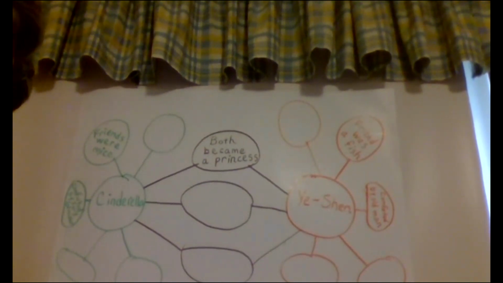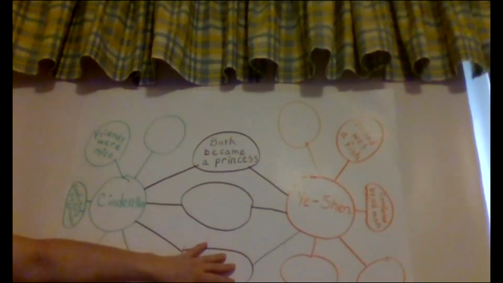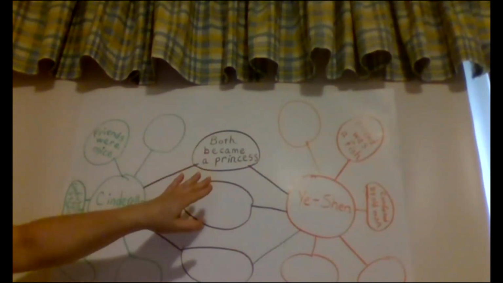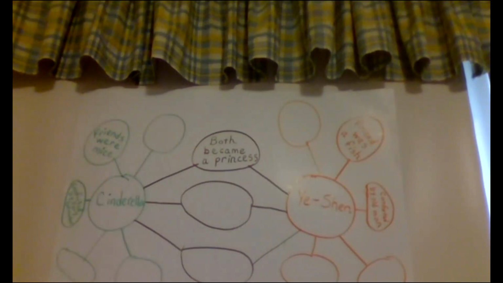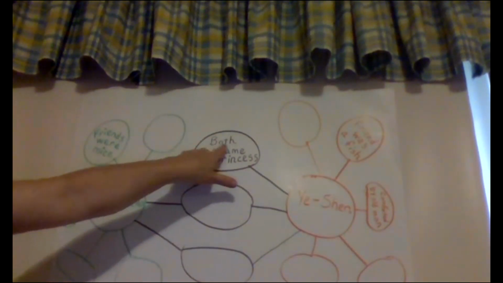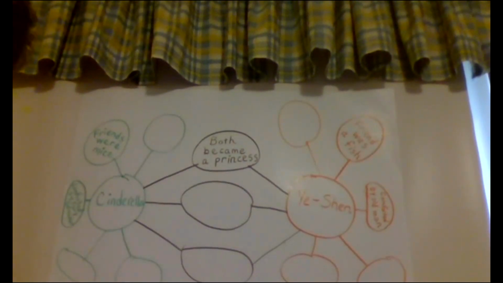So if you remember when we do a double bubble to compare two characters, the way that they are alike always goes in the middle, okay? So I have written in one way that they were alike. They both became a princess, okay? In different ways, but they both became a princess.